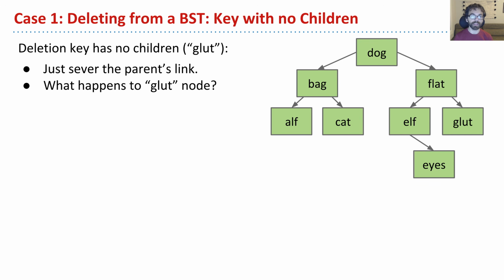So let's start with the case where the deletion key has no children. Like I say, let's delete glut. So in this case, we will simply sever the parent's link. We take it away. And then what happens to the glut node? Well, it gets taken away by the garbage collector. Goodbye. Okay. So that's all we need to do to delete an item with no children. We just simply get rid of it.